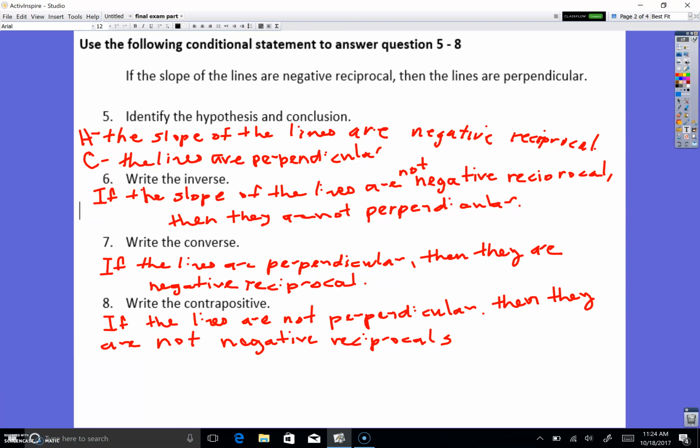For the inverse, we put the not, okay? If the slopes of the lines are not negative reciprocals, then they are not perpendicular. The converse is the one that we switch. If the lines are perpendicular, then they are negative reciprocals. And then the contrapositive, we do both. We switch and we put the not. If the lines are not perpendicular, then they are not negative reciprocals.